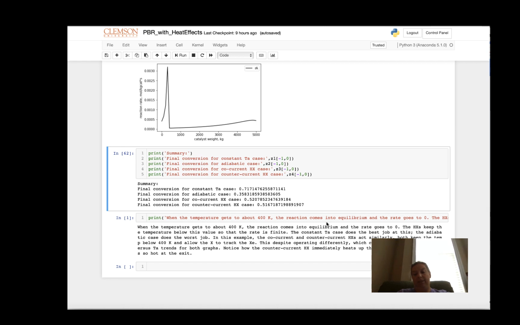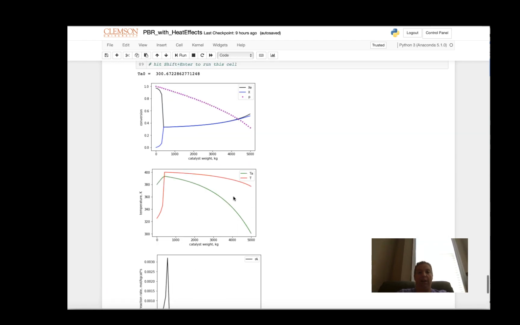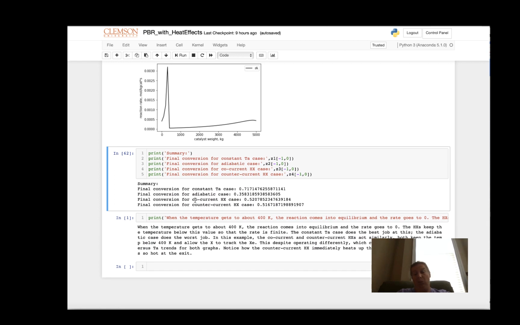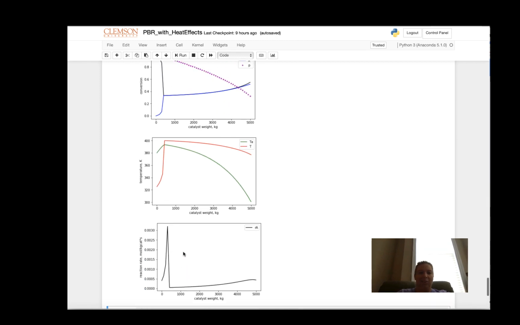This is despite operating differently, which can be observed from the T versus TA trends for both graphs. So if you look at this graph versus this one, they look a lot different. A lot of different things are going on, but when it all comes down to it, they're operating pretty similarly. Notice how the countercurrent heat exchanger immediately heats up the reactor fluid since it is so hot at the exit. So in the countercurrent case, the TA is actually transferring heat to the reactor fluid at this point because it's become so hot from exchanging heat with the reactor fluid over the course of the catalyst weight.